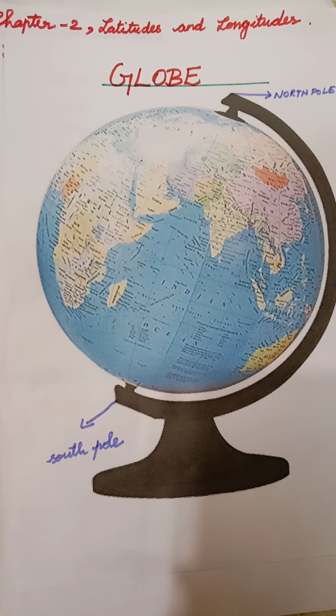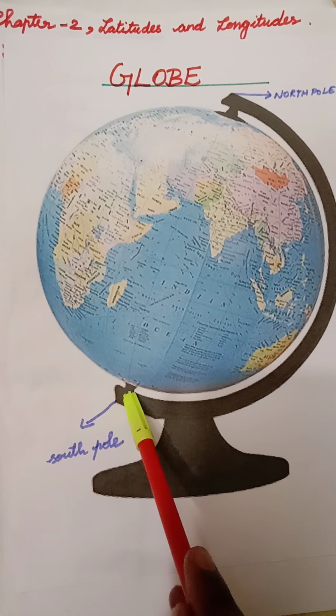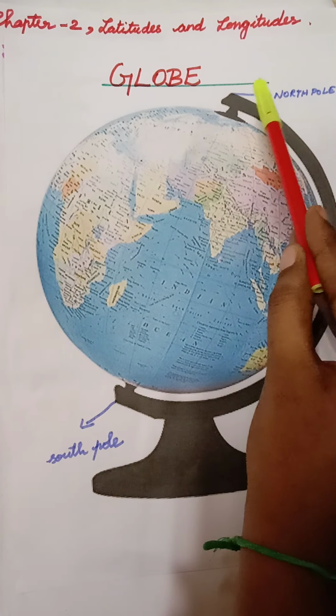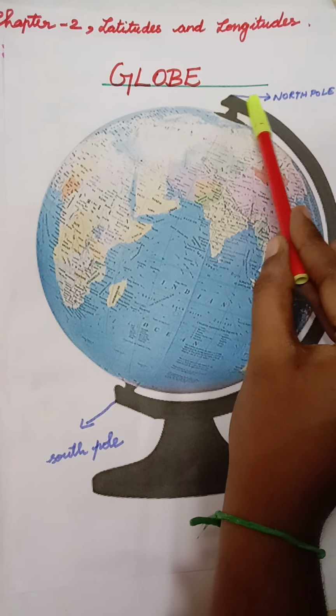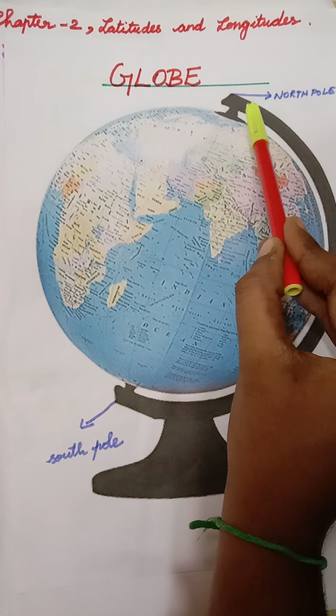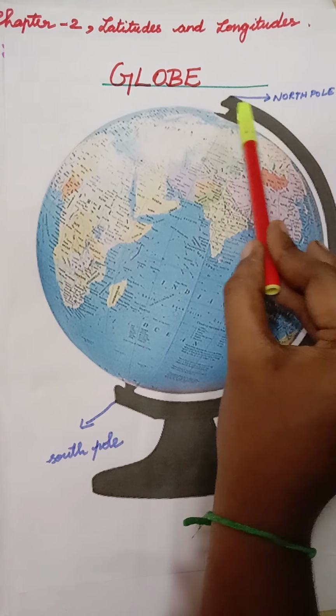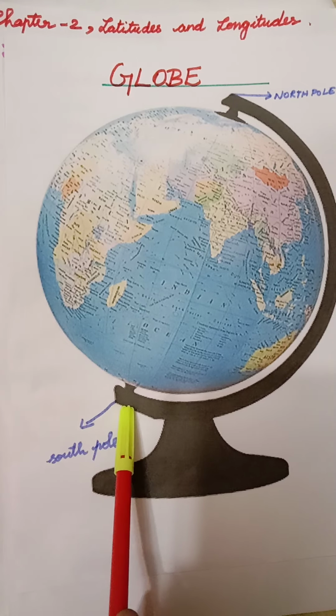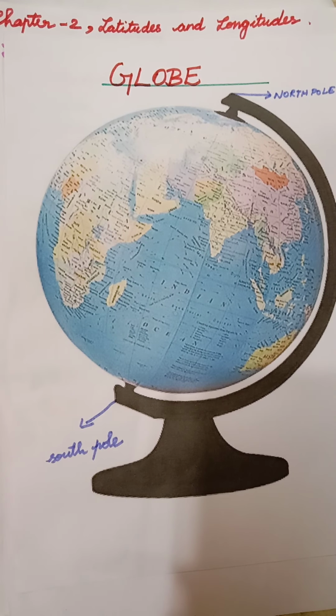Children, in this picture you can see the globe. There are two needles, one at the top and one at the bottom. The top of the globe needle is the North Pole. When we come to the bottom, the needle is the South Pole. This is about the earth's position and angle.